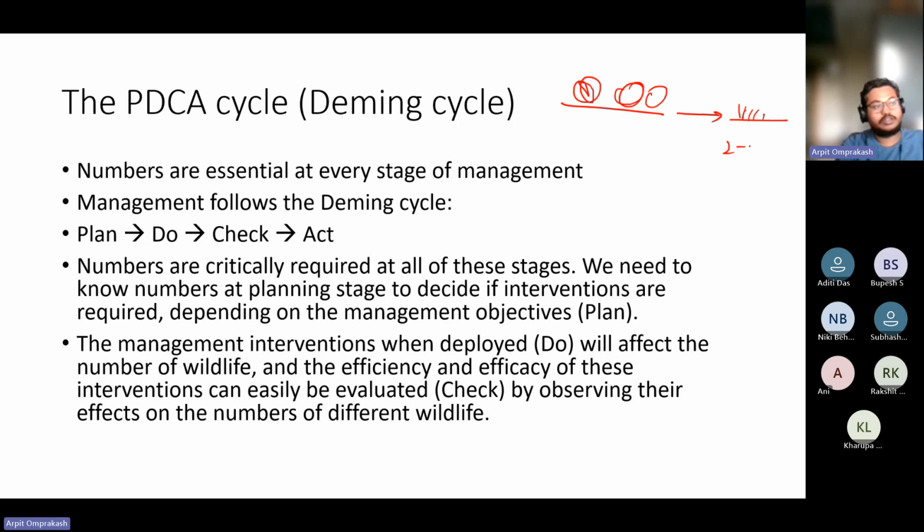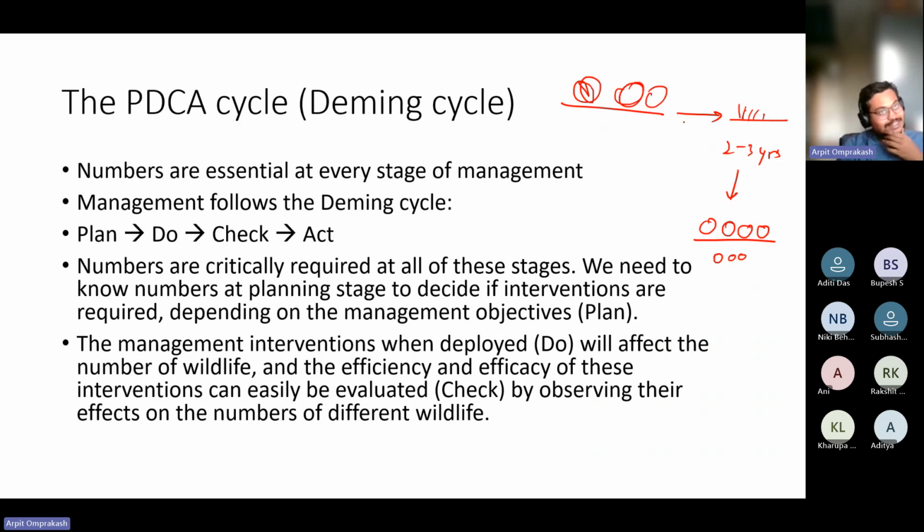And after, let's say, 2, 3 years, we again check how many deer are there in the area, if it has increased or if it has decreased. So that is basically checking or evaluating. And based on that, if we are getting an appropriate response, we'll continue with our plan. Or if we see that even after putting grass, the number of deer population is decreasing or remaining the same and not increasing, then we might think about doing some other interventions or following some other methods. So this is basically the PDCA cycle.